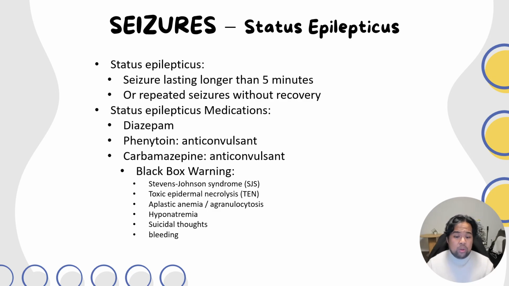And then it can also cause agranulocytosis, which is, again, the destruction of the blood cells, or they don't make as many, so they will have severely low neutrophils, so they're going to be prone to infection, okay? Hyponatremia, their sodium levels are low. That can cause them to continue to have seizures again, and then they may have suicidal thoughts or bleeding. Those are just side effects from the carbamazepine.